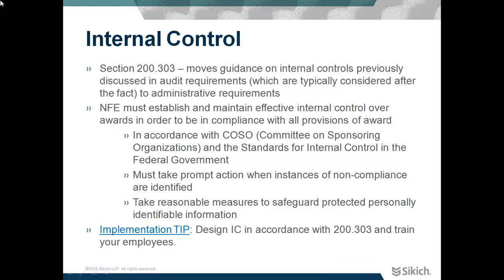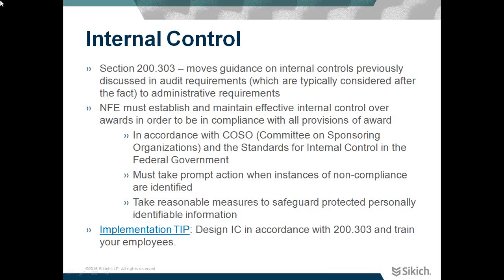Next, we're going to get into the subject of internal control, found under section 200.303. One thing we'll mention here is that guidance on internal controls used to be found in the audit requirements under the circulars. Now it's moved into the administrative requirements, so it's important, and non-federal entities have to have an effective system of internal controls. It's in accordance with the COSO standards, which have been around a long time.